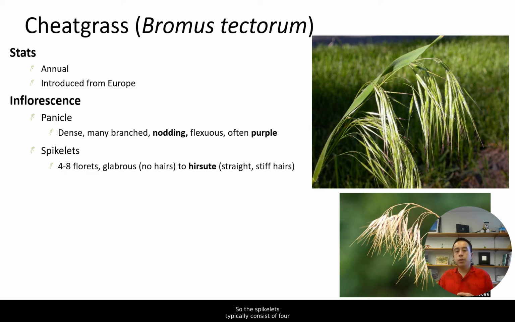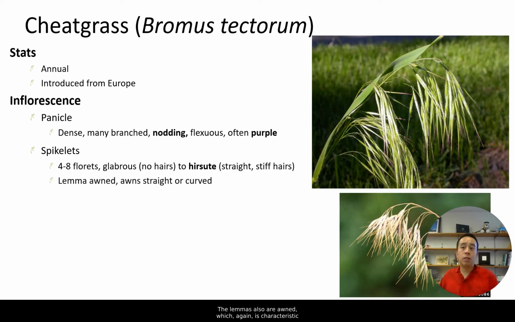So the spikelets typically consist of 4 to 8 florets, which again are not hairy, which we call glabrous, which we talked about in a previous lecture. You'll need to know that term as well. And oftentimes the spikelets will be hirsute, and that's a different type of hairy. It's also short hairs, but typically these hairs are straight and stiff, and so they might stick in your hand or arm and irritate you. This is not the type of hair you like on a plant when you touch it and say, oh, it's so soft and nice, I could rub it on my face. No, you don't want to rub this on your face. It's probably going to give you a rash. So that's hirsute: straight, stiff hairs. Again, you need to know some of these terms.